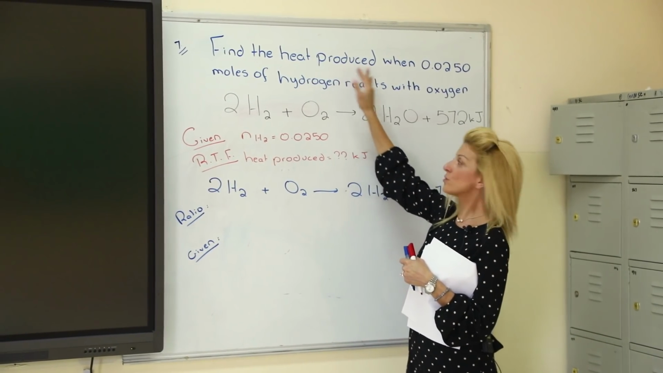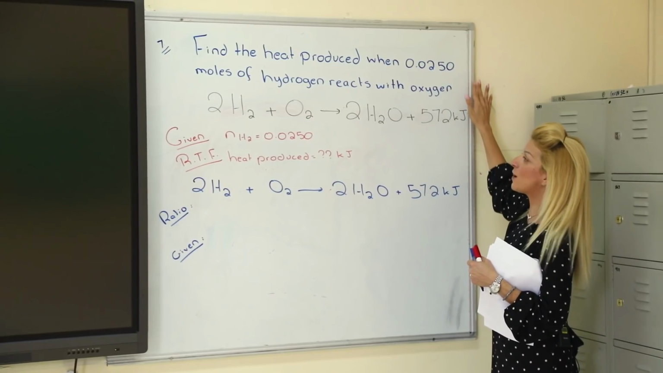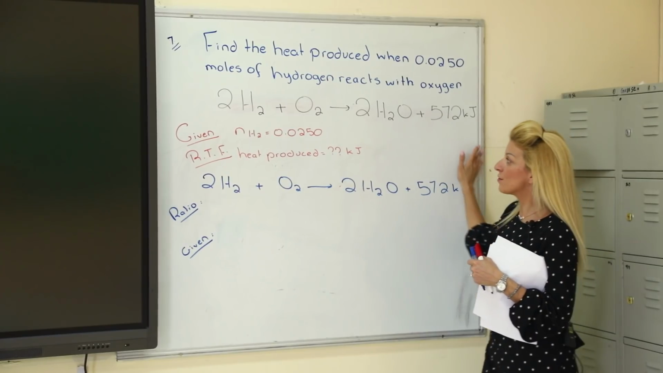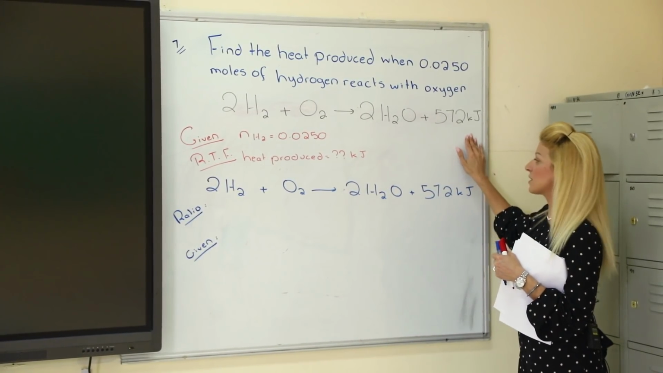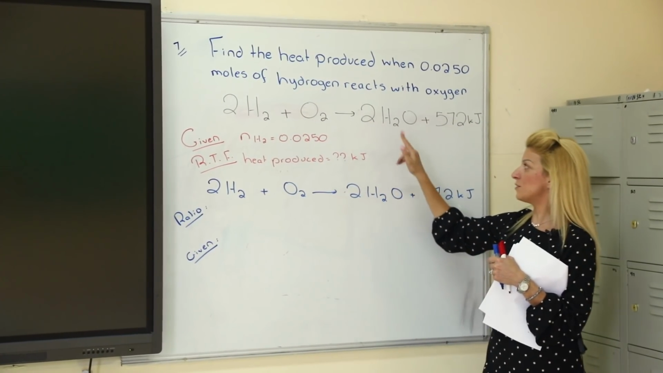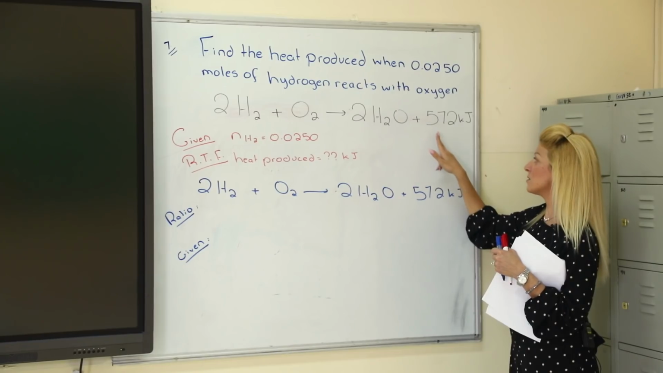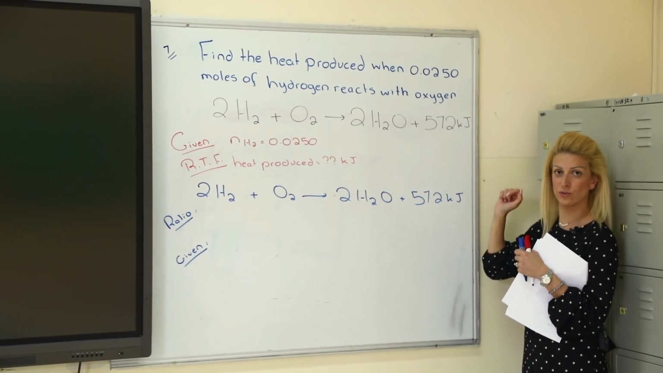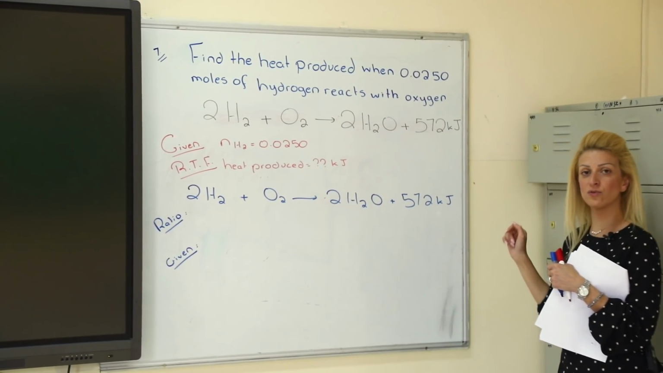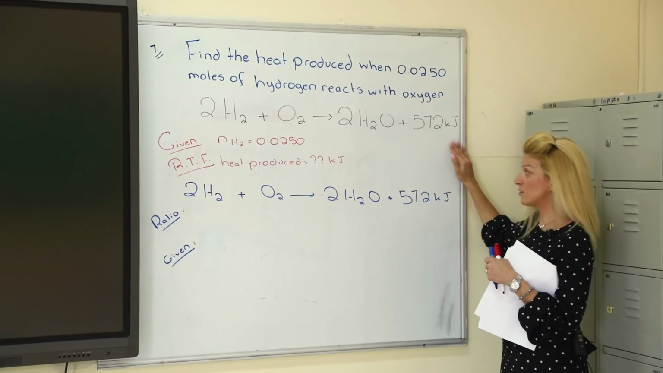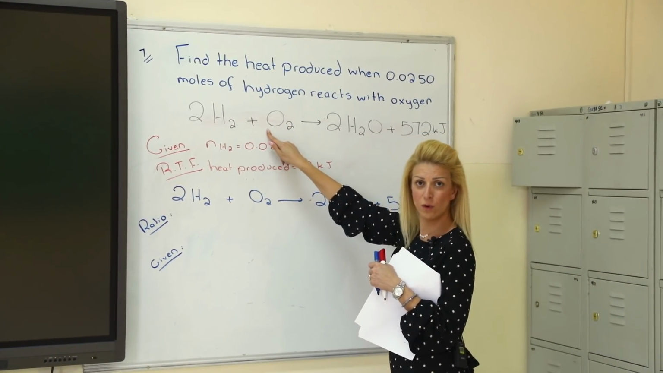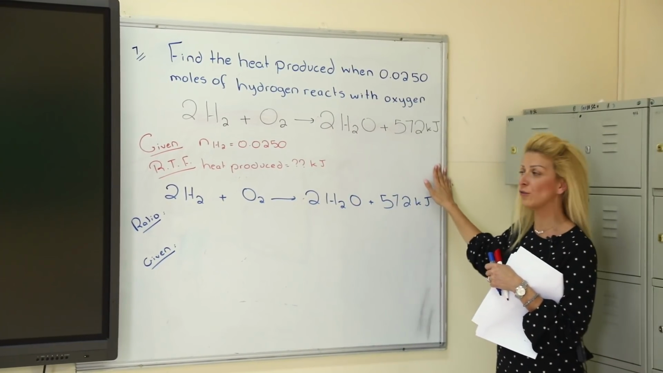Find the heat produced when 0.0250 moles of hydrogen reacts with oxygen. The equation with the heat term is given below. 2H2 plus O2 gives 2H2O plus 572 kilojoules. So according to the equation given, 572 kilojoules are released in this reaction when 2 moles of hydrogen react with 1 mole of oxygen to give 2 moles of water.